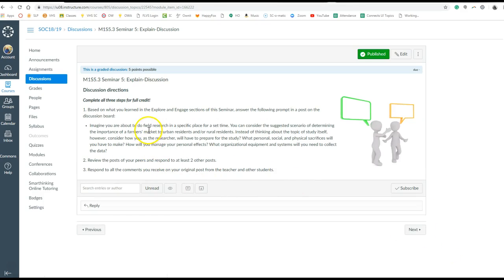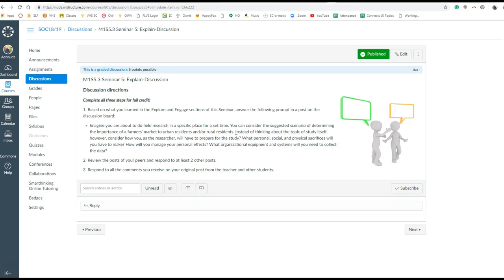And the discussion board has you imagine you're about to do field research on a specific place for a set time. You can consider a suggested scenario of determining the importance of farmers markets to urban residents and or rural residents. All right, so we all live in a small community. Are farmers markets important to us? Are they more important in a big city?